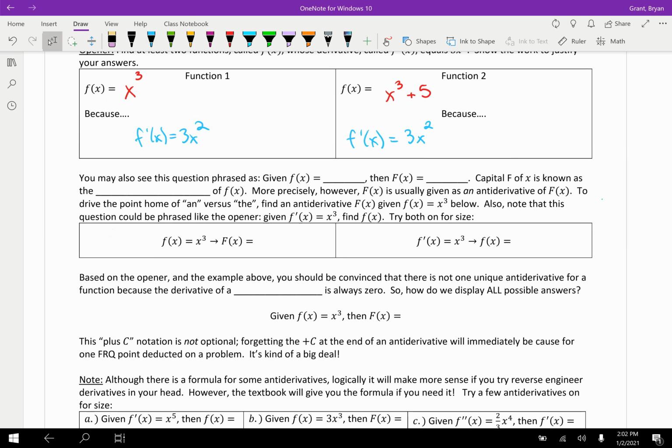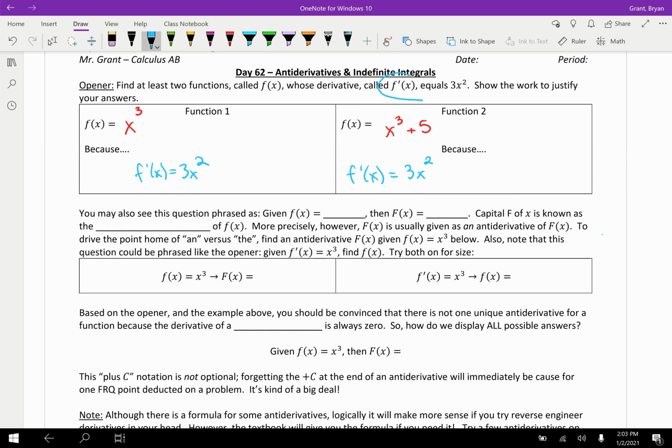Well, let's start with a little bit of vocabulary. So sometimes you'll see this question that I asked you on the opener phrased as, given f of x equals something, then what is capital F of x? Now, on the opener, of course, I said you are given f prime, what is lowercase f of x. But if you wanted to ignore that prime notation and phrase this in a separate way, then you might see this as given lowercase f of x, then what is capital F? And capital F of x is known as the antiderivative of f of x. So that's really the same thing that we did here.